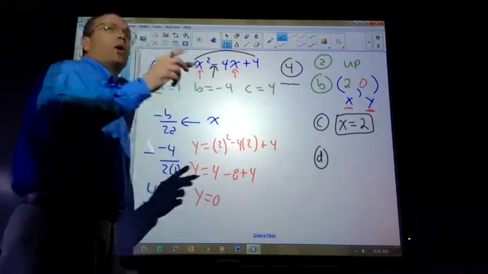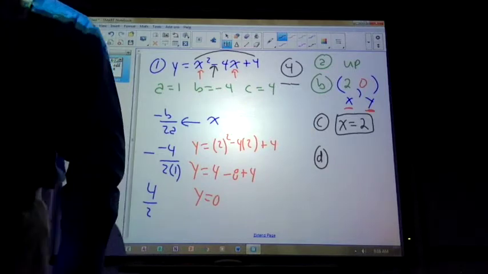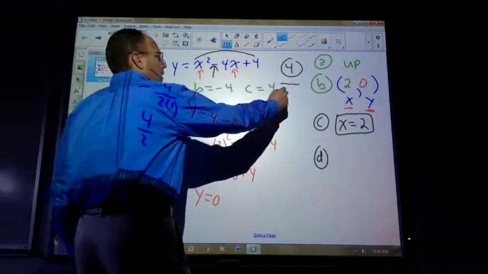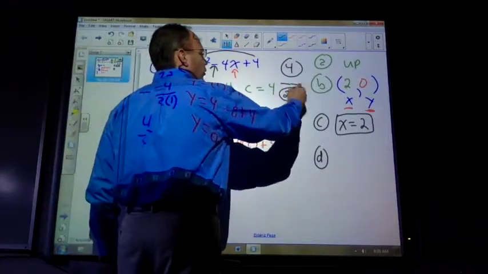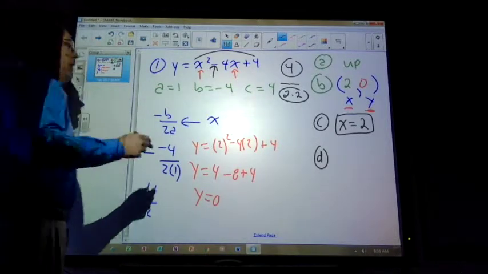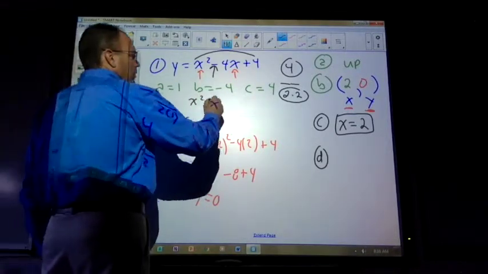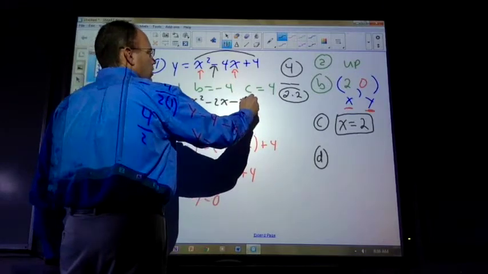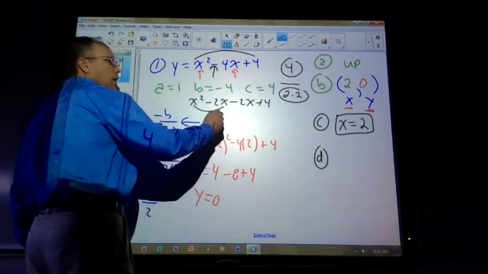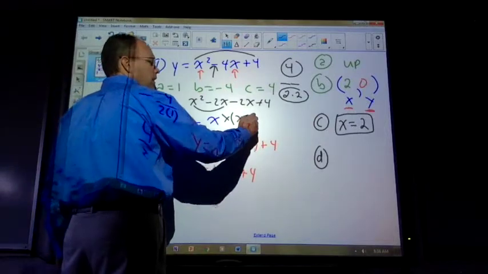Negative 1 and 4, if I add them together, gives me negative 3. Which 2? 2 and 2, both being negative. If I take the 2 and the 2, and they're both negative, and I add the two negatives together, I get more negative. That gives me the negative 4. So that gives me x squared minus 2x minus 2x plus 4. What do I have in common here? X, so then I factor out x, minus 2 left.